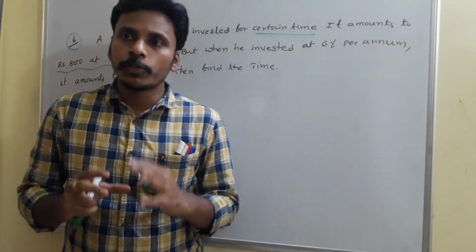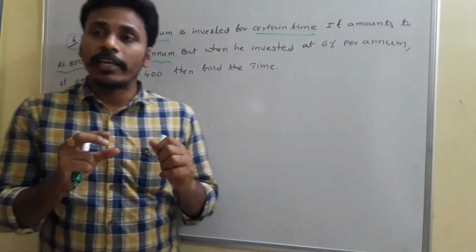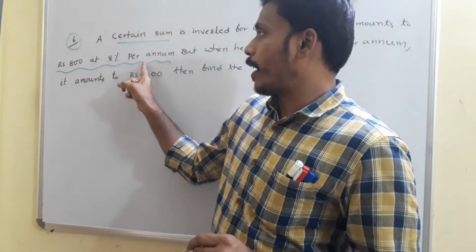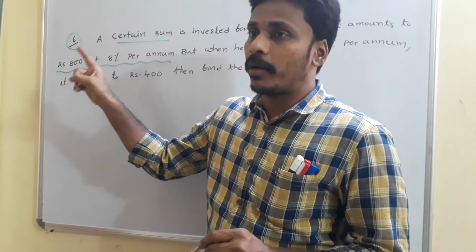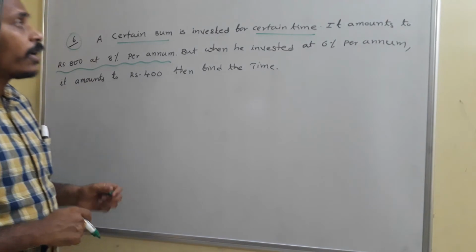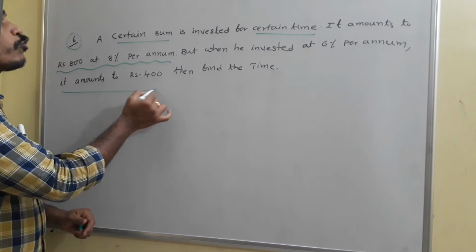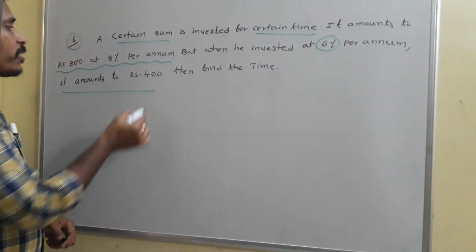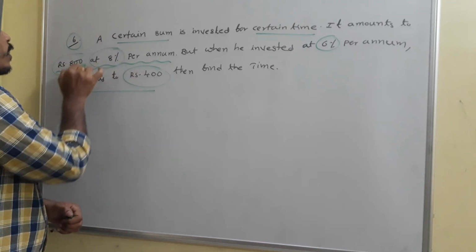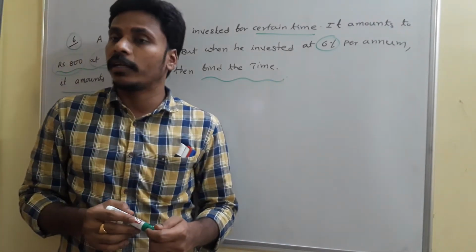See, I have some principal amount. Say it is some P, and the time is some T years. If I invested my amount for T years at the rate of 8% per annum, the amount is 800, not the principal and not the interest. Whereas if he invested at 6% per annum, then it amounts to 400 rupees. At the end we need to find the time, but no need to think about the principal.